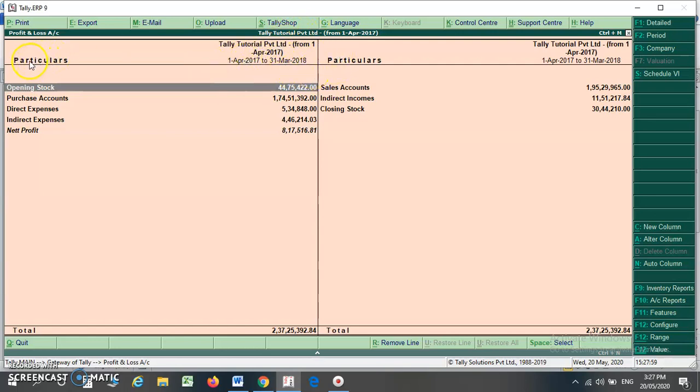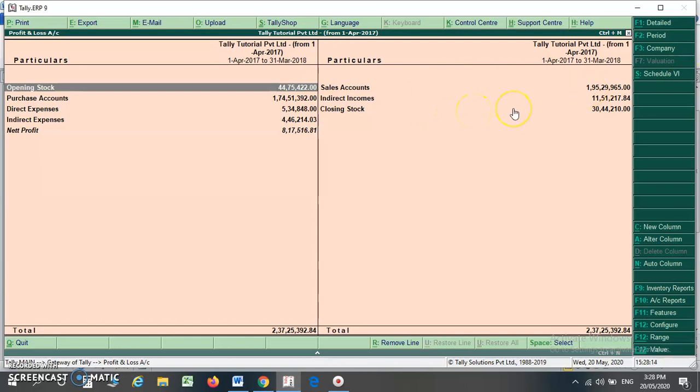Here you can find the particulars and the amount. Here again the same particulars and amount. This is the debit side of your profit and loss account. This is the credit side of your profit and loss account.